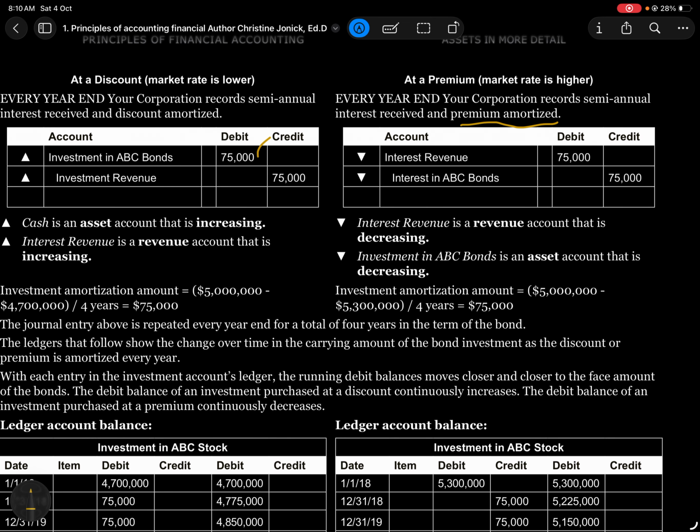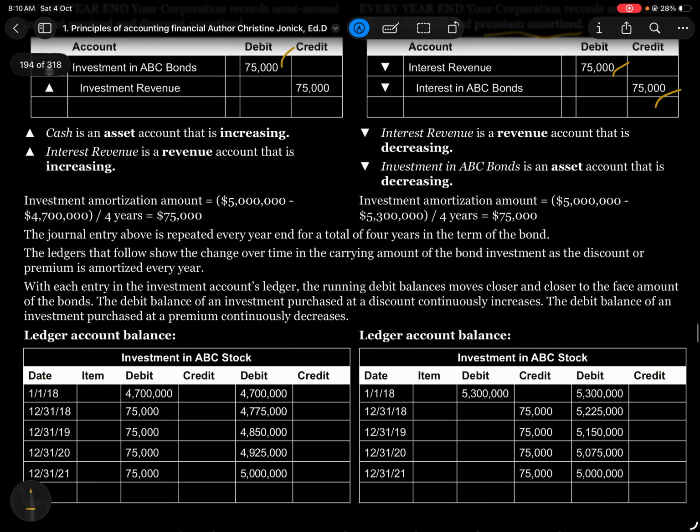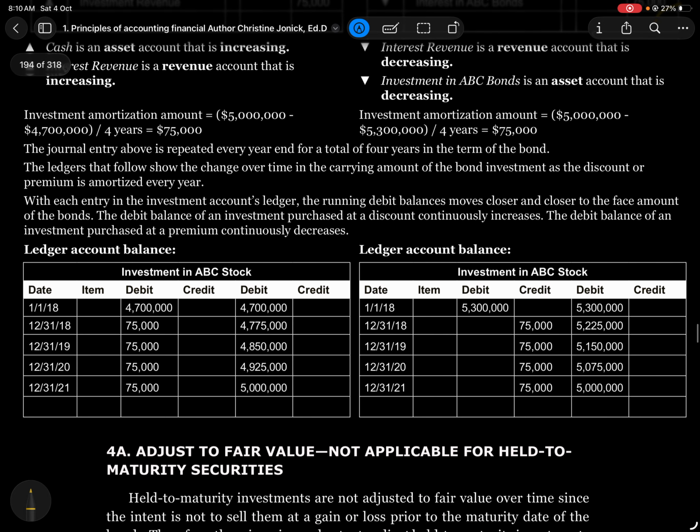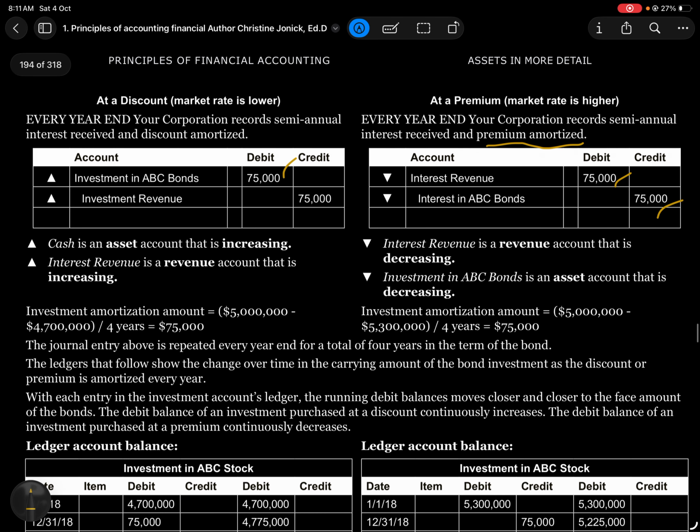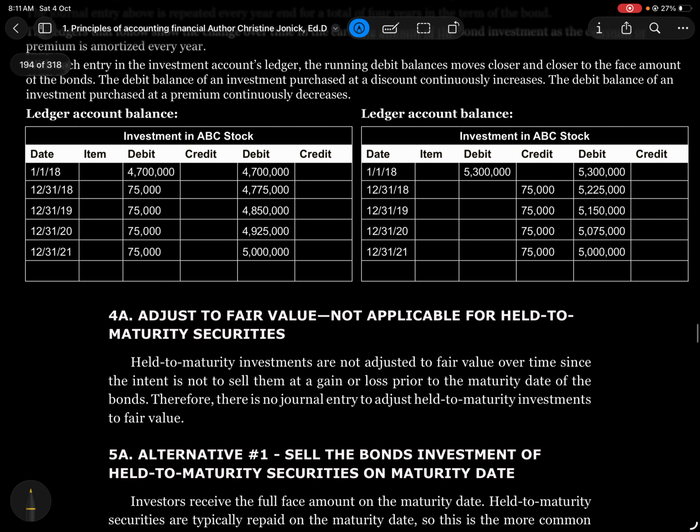In the case of premium amortization, the market rate is higher. In that scenario, your interest revenue would decrease. So it just depends on what the market price is, whether it's a discount or a premium. Based on that, our ledger balance will look something like this.